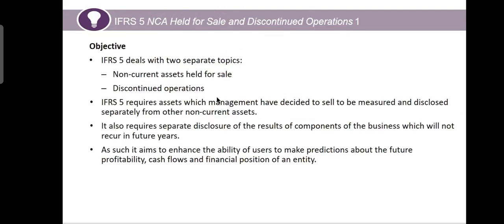Objective. IFRS 5 deals with two separate topics: non-current assets held for sale and discontinued operations. IFRS 5 requires assets which management have decided to sell to be measured and disclosed separately from other non-current assets.